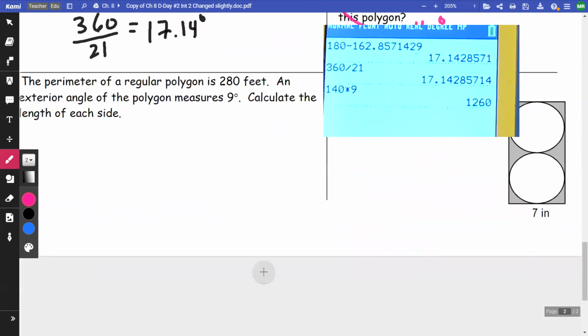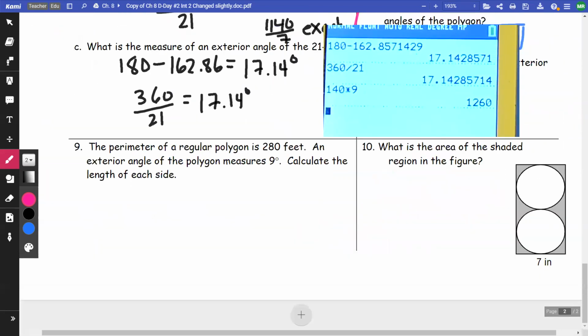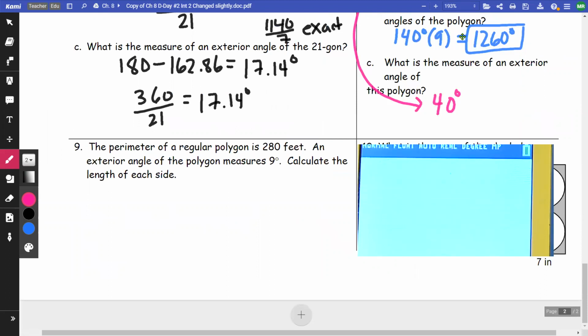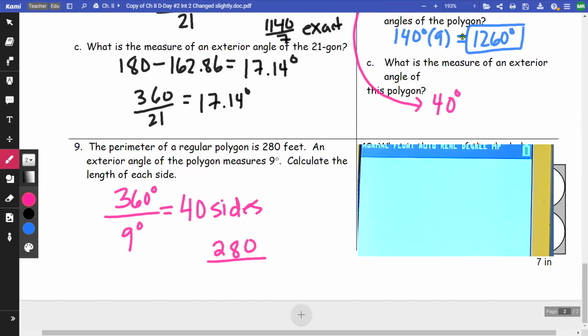Okay, on number 9, the perimeter of a polygon is 280. It's a regular polygon, so all the sides are the same, and the exterior angle is 9 degrees. So if I take 360 degrees, which is the sum of all exterior angles, and divide it by 9 degrees, I'm going to have 40 sides. 40 angles, so 40 sides. If I take my 280, which is my perimeter adding all 40 sides, and split it by 40, each of those is going to be 7 feet.